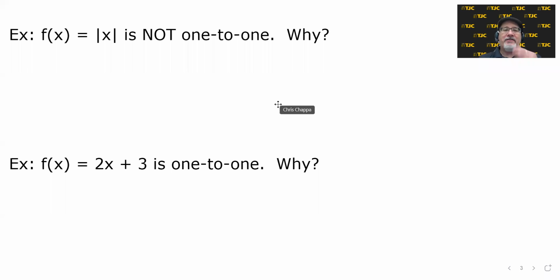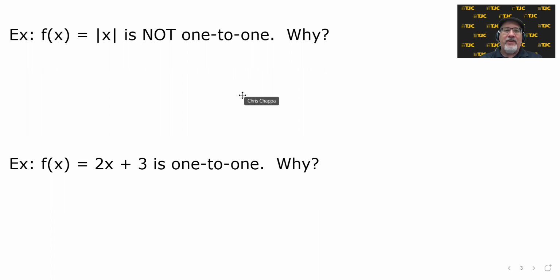For example, f of x equals the absolute value of x is not one-to-one. Why? And I want you to think about this. One-to-one means one x for one y and vice versa. Now, as a function, one x will always produce one y. That's what makes a function a function. Every value in the domain is paired up with exactly one value in the range. So really, it's the other way around when you have to check for one-to-one. Is every one y paired with just one x?